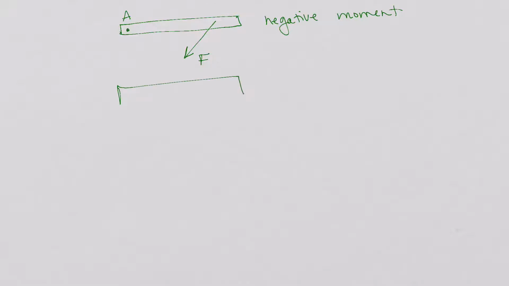Let's do another one. Point A, and let's say we have the force going up in this direction. With this one, we put our hand from A to F, and then curl our fingers up in the direction of the force. Now my thumb is pointed towards me, so it's coming out of the screen. So this would be a positive moment.